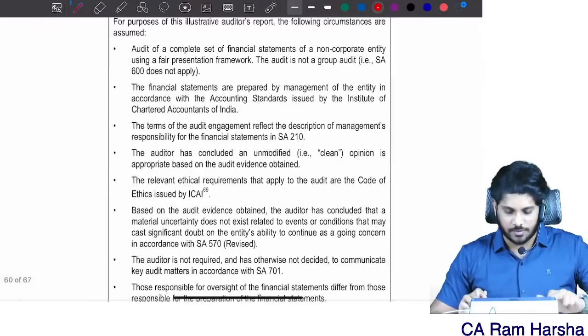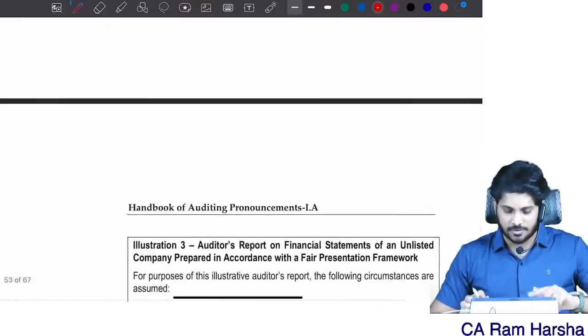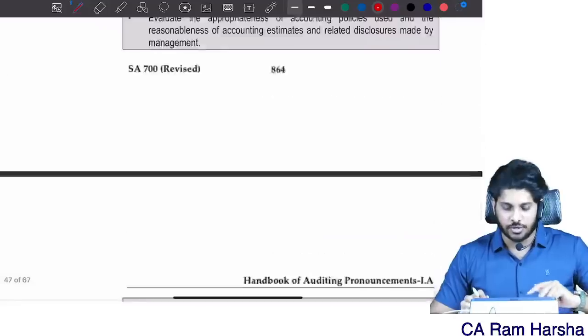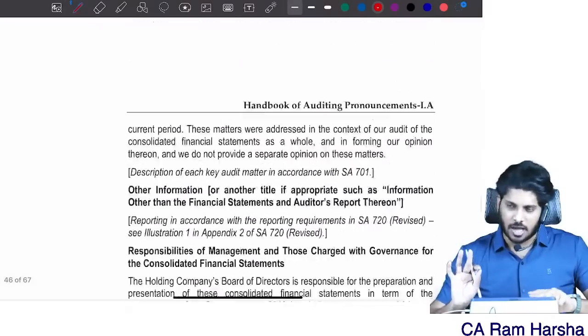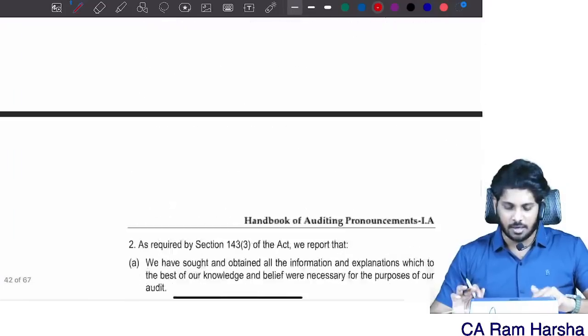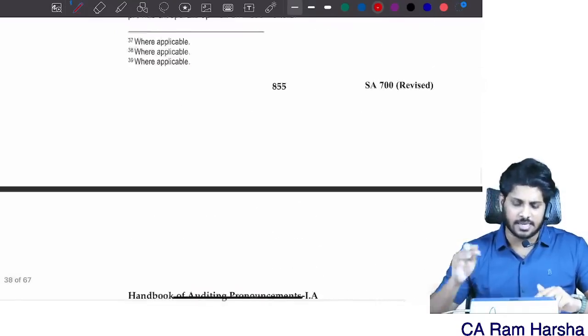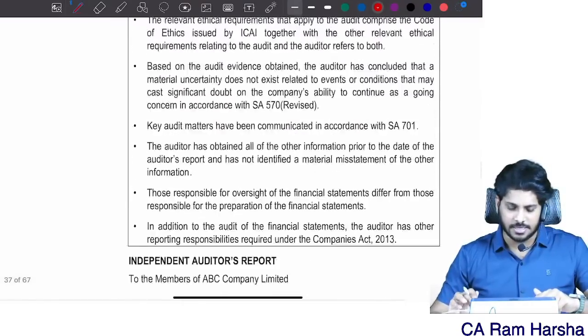So this is one of the illustrations in the audit report. This is from the original Standard 700. Inside that I am showing you the illustration. You just observe it and then leave it. No need to read it. It is there in your CA Inter material. The CA Inter audit material is an ICAI material. Inside that, the audit report chapter is there. Inside that it is there.